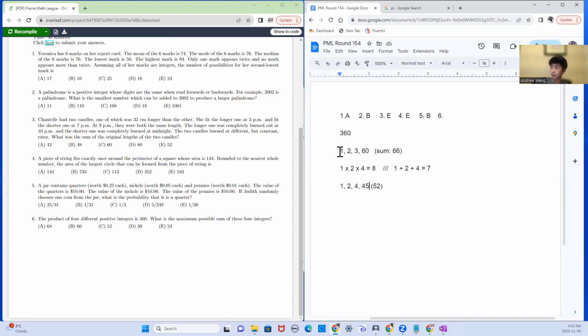So this further explains the rule that in order to have a larger sum, your first 3 numbers have to be the smallest possible divisors for this product. So the maximum possible sum of these 4 integers is the one made up of the numbers 1, 2, 3, and 60. So the sum is 66 and the answer is B.